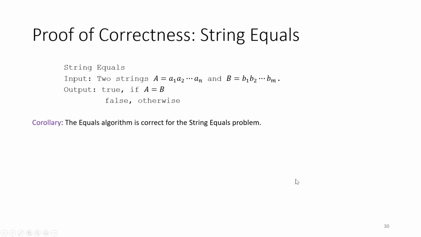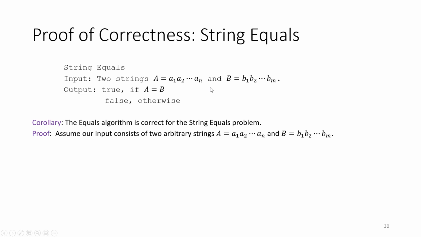So again, setting up a proof of correctness, we want to start out with generality. Generality in proof of correctness means assuming an arbitrary input, and an arbitrary input for this problem means an arbitrary two strings A and B. So let's assume we have two strings, arbitrary strings A and B, one of length n, one of length m.